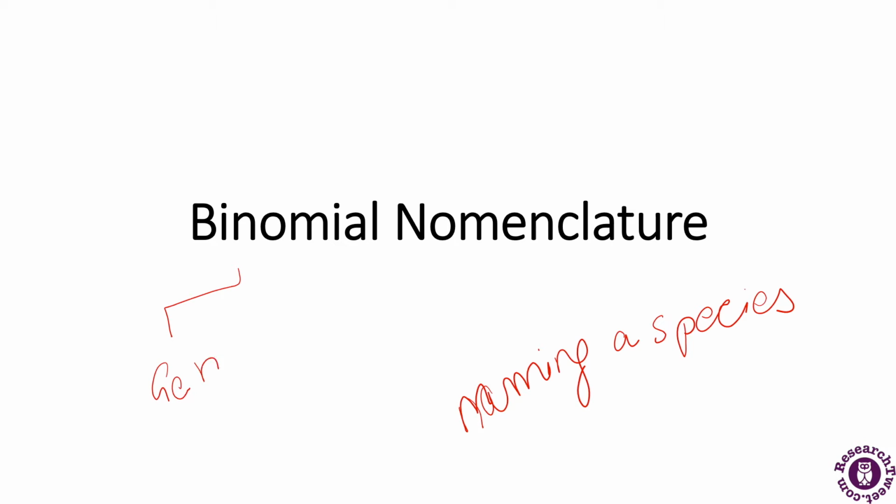Hello everyone. The next topic which we will be discussing here is binomial nomenclature. So, what is binomial nomenclature? It is a binomial system of naming a species. It is a system in which the species are named. It is comprised of two parts. What are the two parts here? It is the generic name, which means the genus name, and the species name or the specific name.